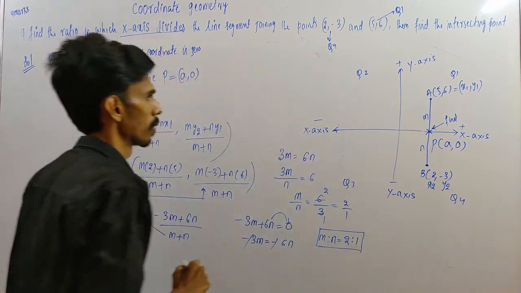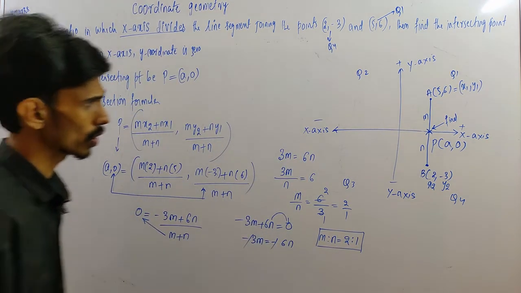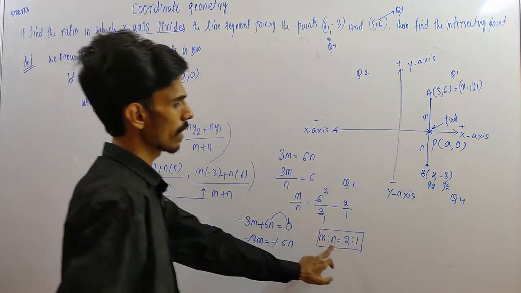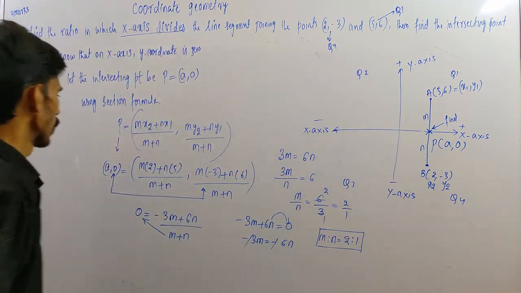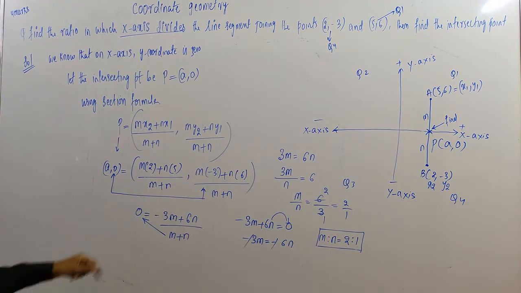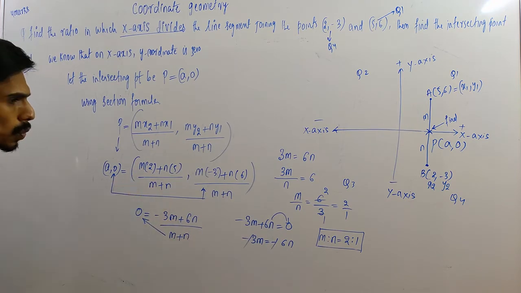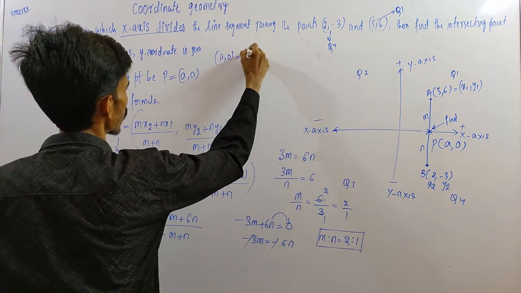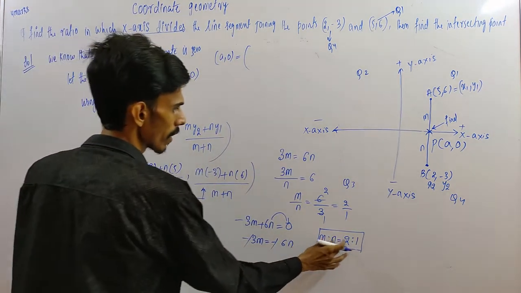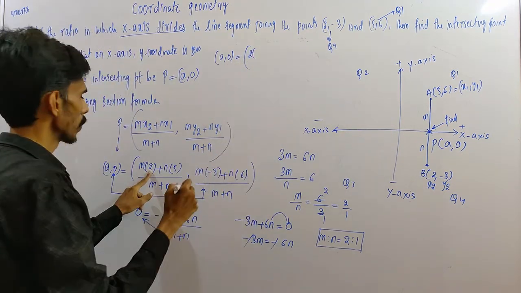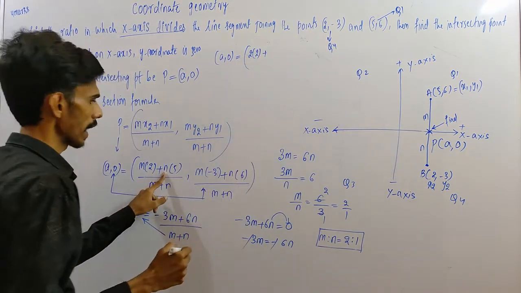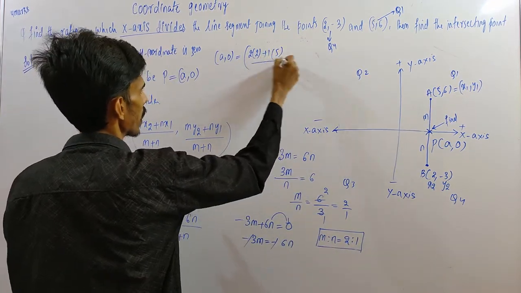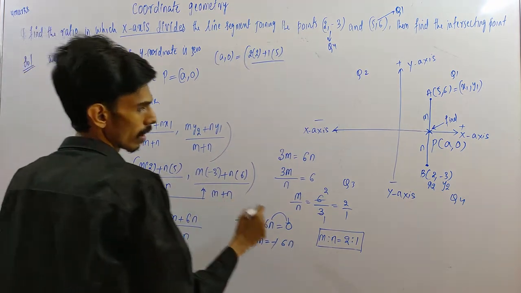We got the ratio. Here we are asked for the intersecting point, so we want a. Let us take m value as 2 and n value as 1. Put it here: (a, 0) is equal to m value 2, 2 into 2 plus n value 1, 1 into 5, divided by m plus n, that is 2 plus 1.